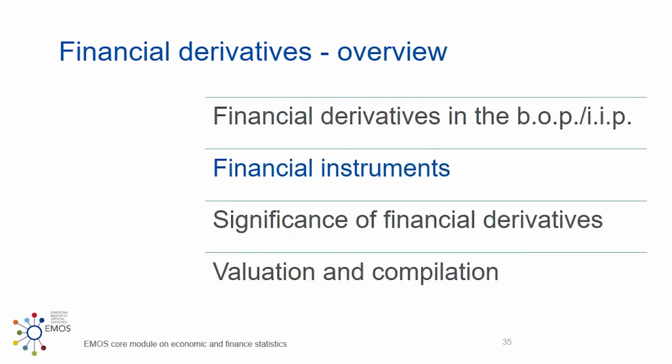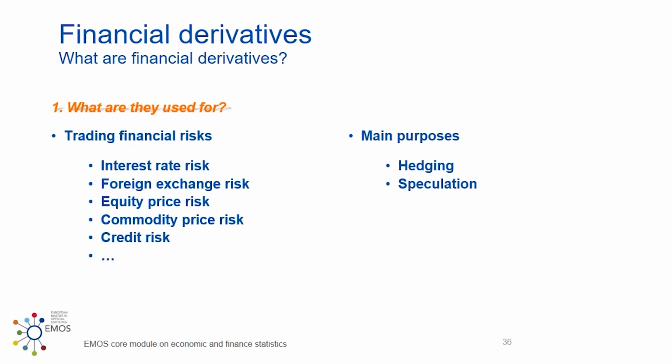So now that we have done this broad overview of financial derivatives, it's time to go into a bit more detail, and we will look now at the financial instruments that make up this functional category. In order to do this, we will first have to get a better idea about what financial derivatives actually are, what they're used for, and then we can see what kind of financial instruments make up the functional category of financial derivatives.